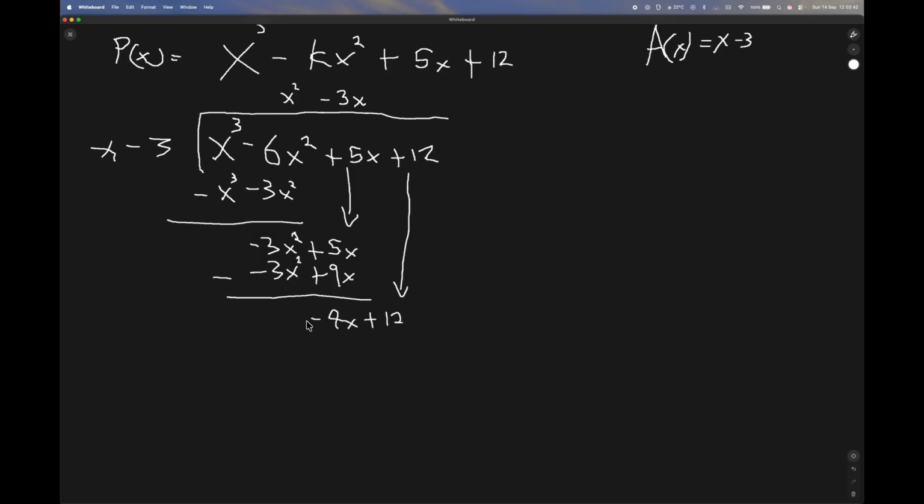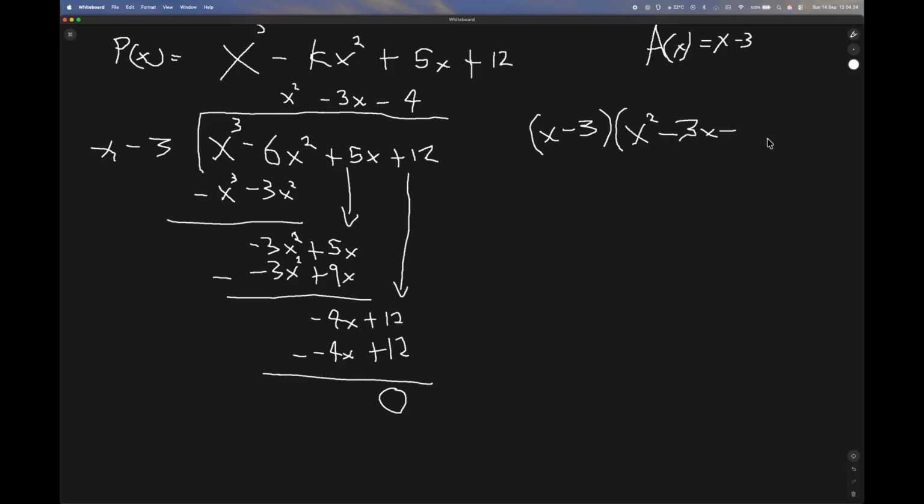So, x times minus 4 will give us minus 4x. So minus 4. And then negative 4 times negative 3 will give us plus 12. We got out minus 4 times x, so minus 4x. Minus, and all this will come out to 0. So, our factors so far are x minus 3, x squared minus 3x minus 4.